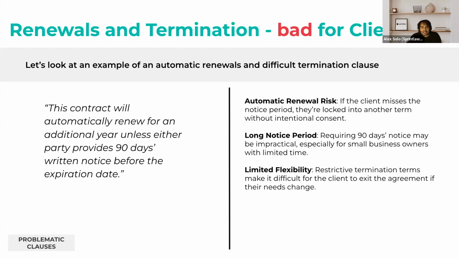So this is an example of a clause that's pretty good for a service provider, not very good for a client. This contract will automatically renew for an additional year unless either party provides 90 days of written notice before the expiration date. So this is what lawyers call a subscription trap, and it's very common in service provider arrangements where you'll sign up for a contract that renews annually, and it will automatically renew unless 3 months before the end date, you remember to tell them that you don't want to renew.